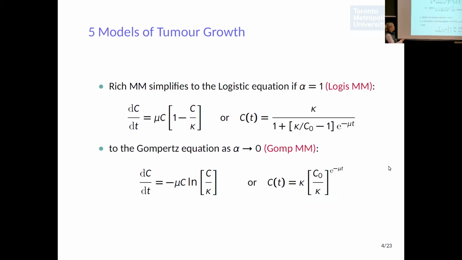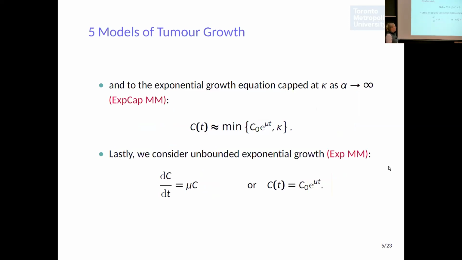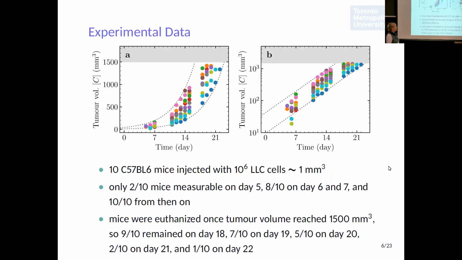So when you set alpha equals 1, you get regular logistic growth. As alpha goes to 0, you get Gompertz growth. As alpha goes to infinity, you get exponential growth, but it's capped. So we call that X cap. It's capped at the carrying capacity. And then if you throw away the carrying capacity, you get regular exponential growth. So those are our 5 models, from the simplest, exponential, moving up towards Richardson's curve, which is generalized logistic.